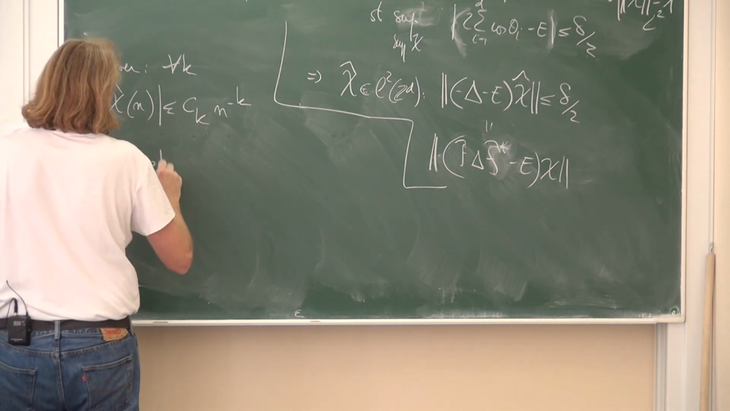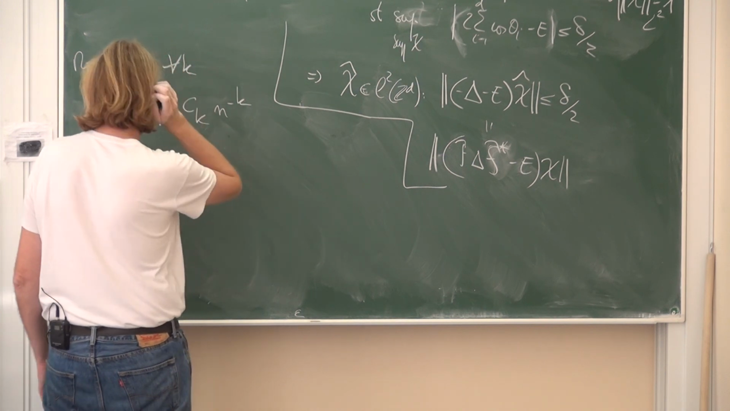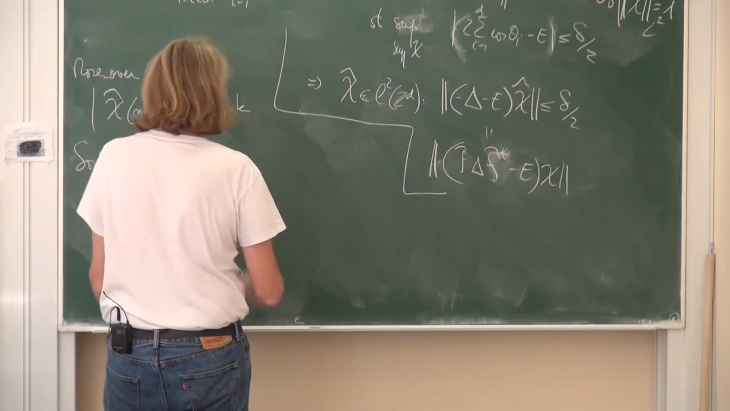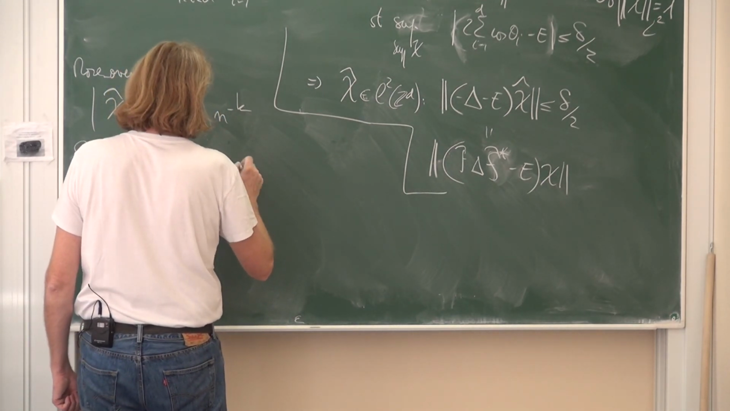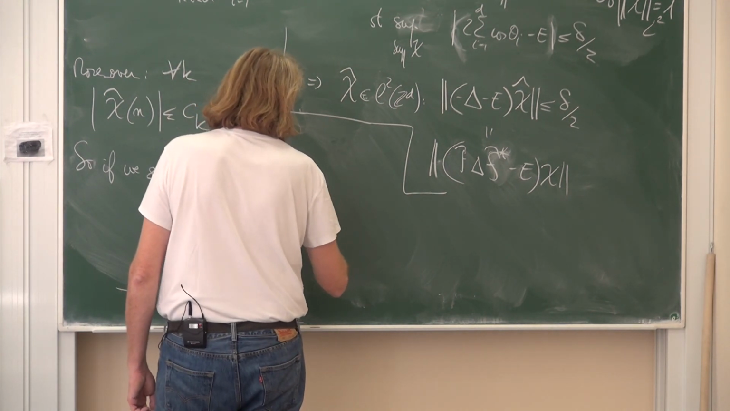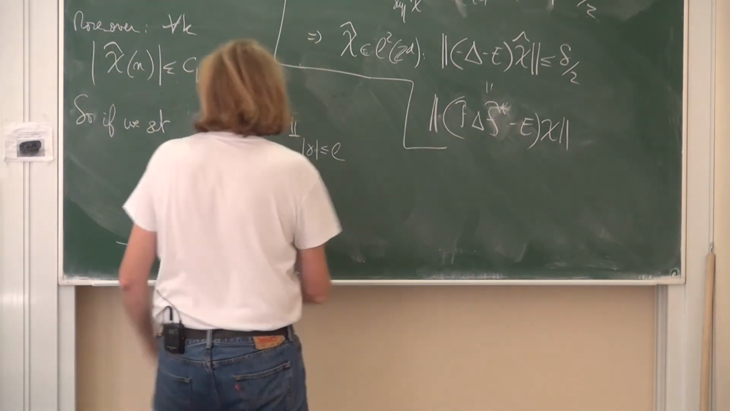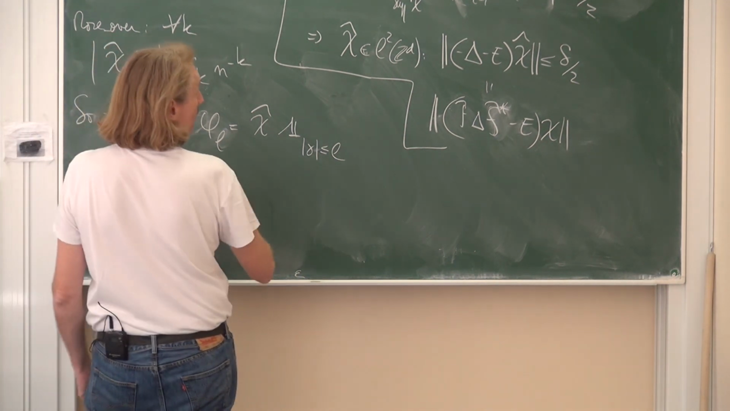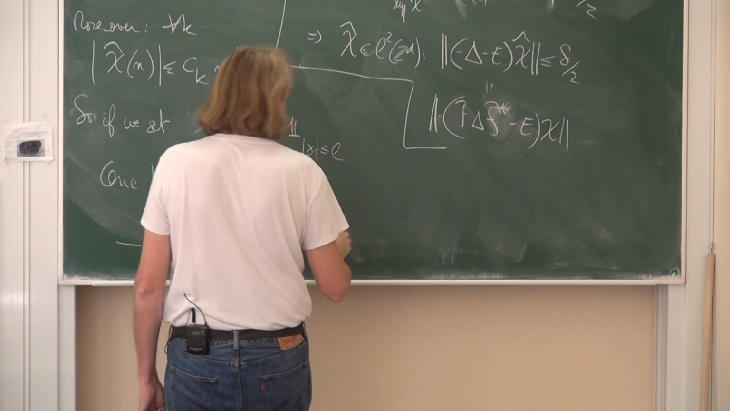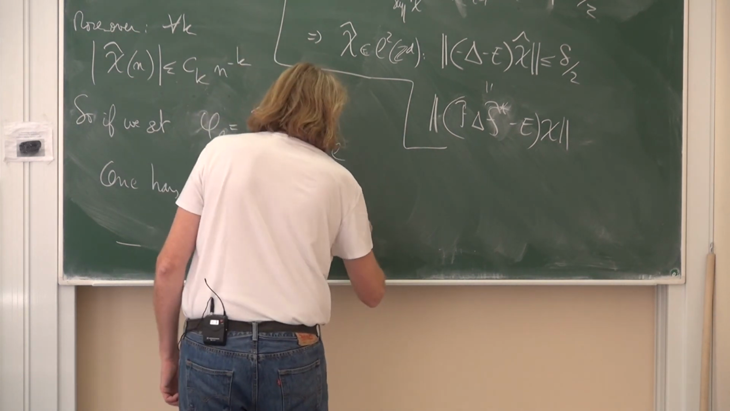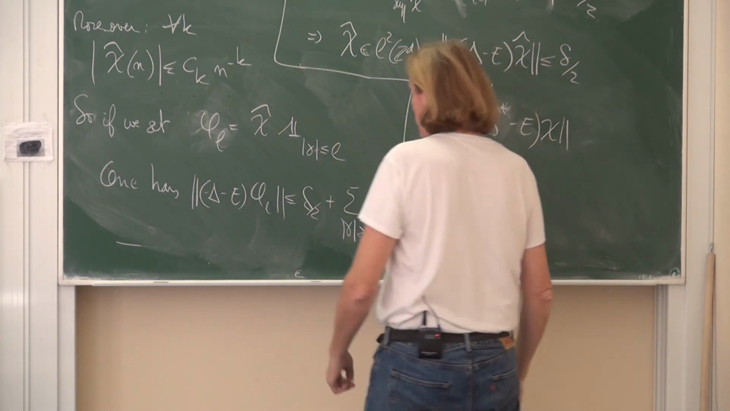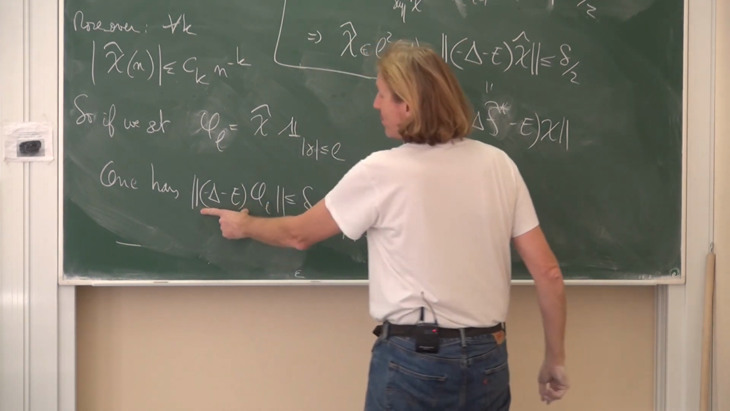So if we set phi_L equal to chi hat times the characteristic function of gamma less than L, right? Plugging this into here, one has that minus Laplacian minus E applied to phi_L is less than delta over 2 plus the sum over gamma larger than L of C_k length of gamma to the minus k. Right? This just comes from the fact that this is a bounded operator, and in here you have a constant C.